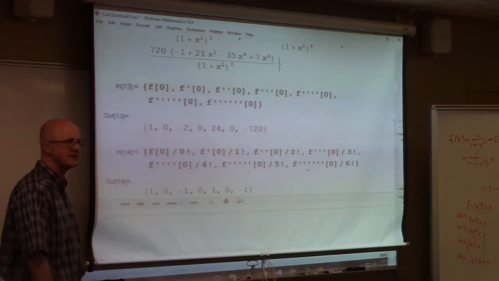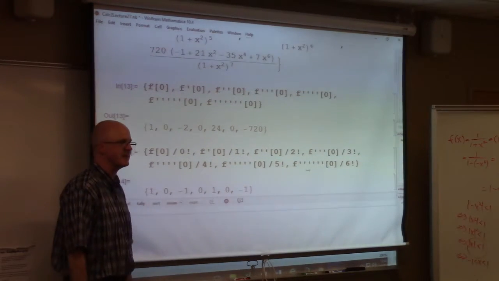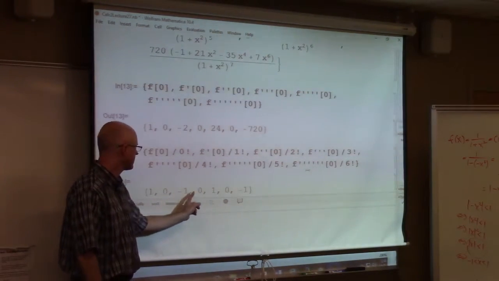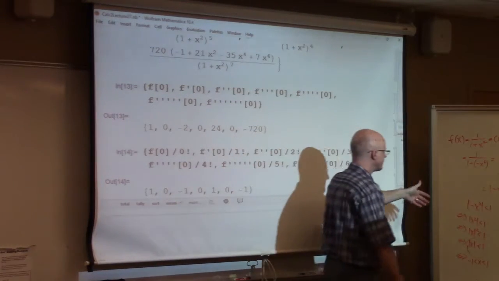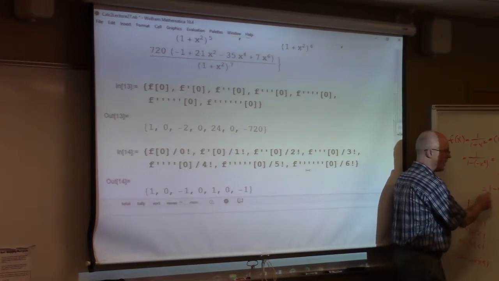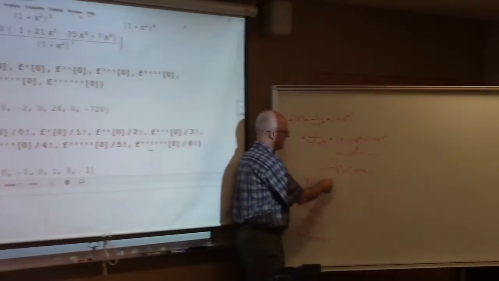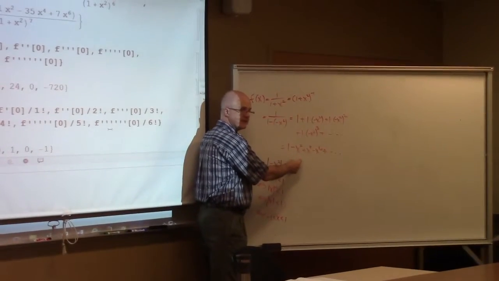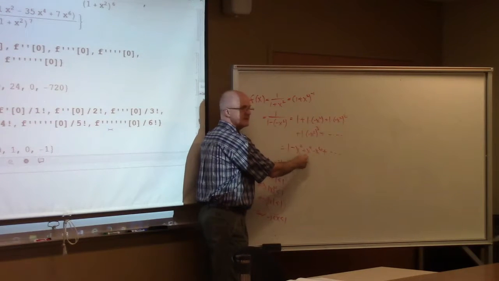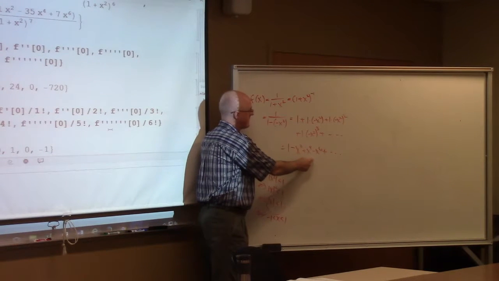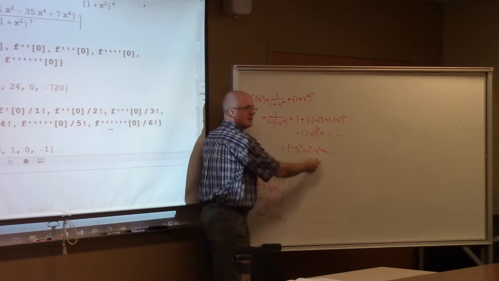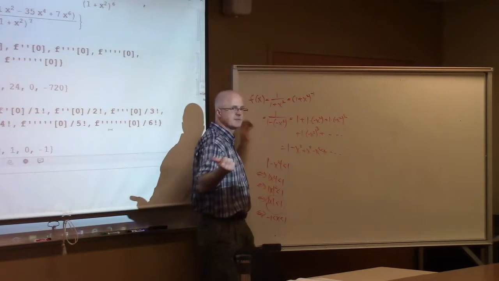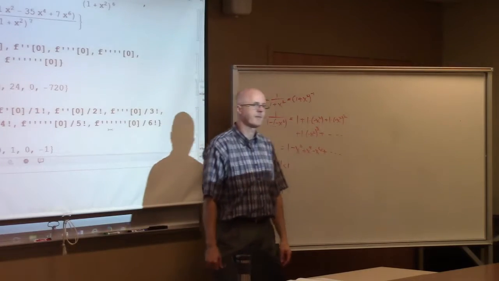The coefficients for the Taylor series centered at 0 go 1, 0, -1, 0, 1, 0, -1. The pattern would continue. 1, 0, there is no x term. -1, 0, there is no x cubed term. 1, 0, there is no x to the fifth term. -1, 0, there is no x to the seventh term. The Taylor series formula is giving us the same thing.